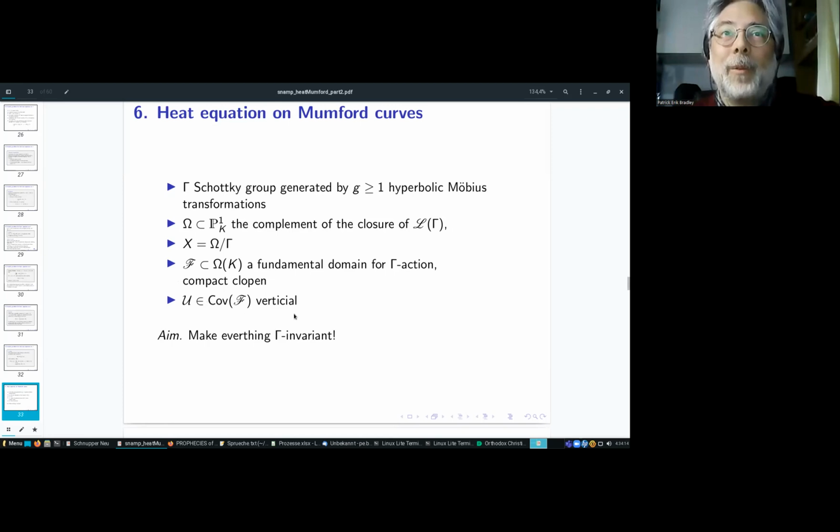And then you fix a covering which is vertical. Vertical means that you have an action on the Bruhat-Tits tree and a part of the Bruhat-Tits tree, and the vertices of these covers you can let correspond to the patches which are disjoint. The edges correspond to double points which are not part of the field K. So you have a disjoint covering by whole disks of this space F, and then your aim is to make everything we've done before gamma invariant.